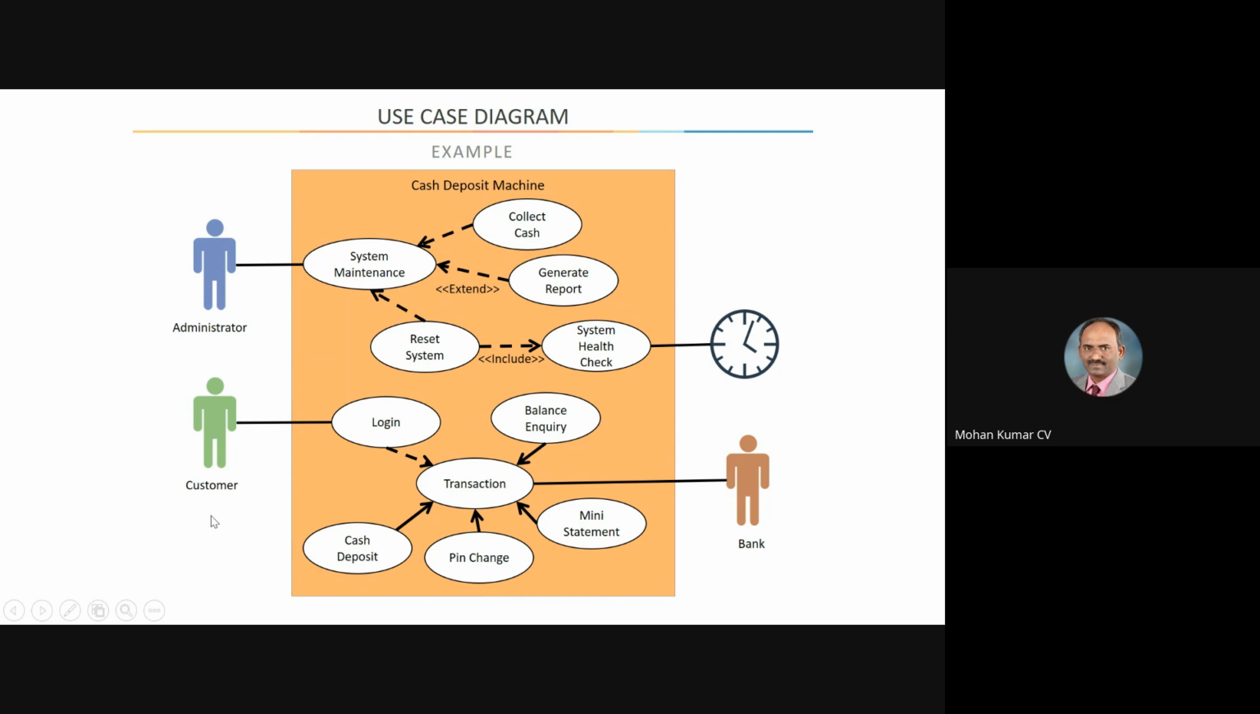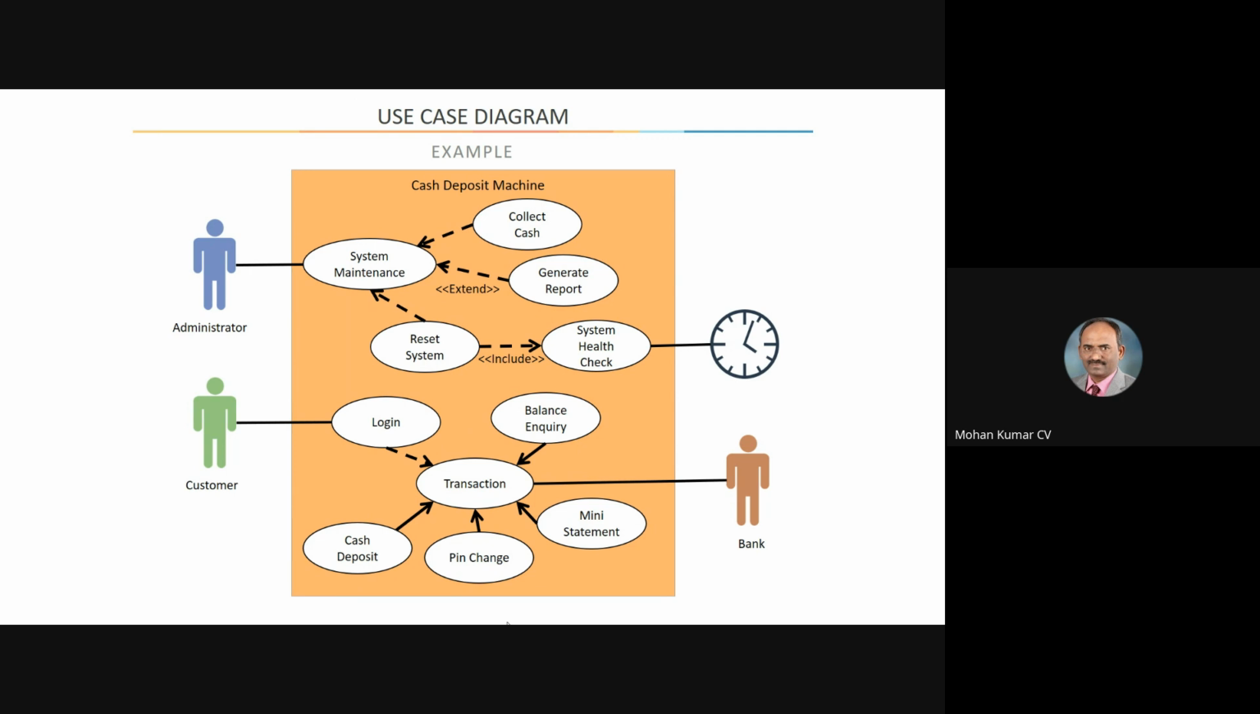When you get into an ATM, there will be a facility for depositing. In this case, they are talking only about a cash deposit machine, not an ATM where you withdraw money. So you check your balance, you can change your PIN if you want, you can take a statement, and you can deposit the cash. Those are the activities you do as a customer, and these activities are updating the bank.